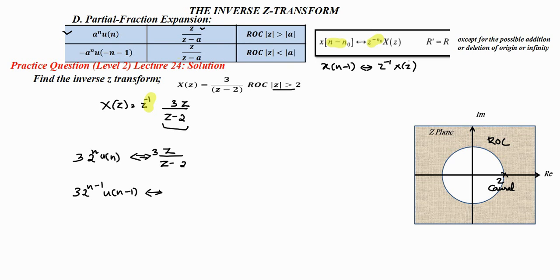It becomes z raised to minus 1 into the original transform, that is 3z by z minus 2. Okay, so our signal becomes x of n is equal to 3 into 2 raised to n minus 1 into u of n minus 1. Okay, so this is the solution.